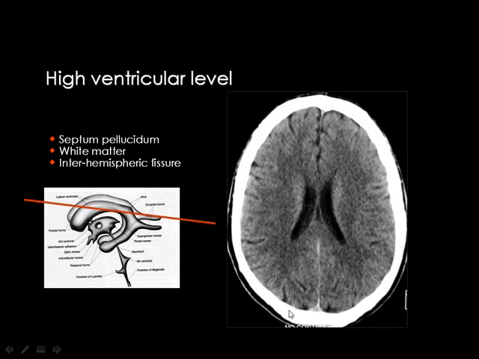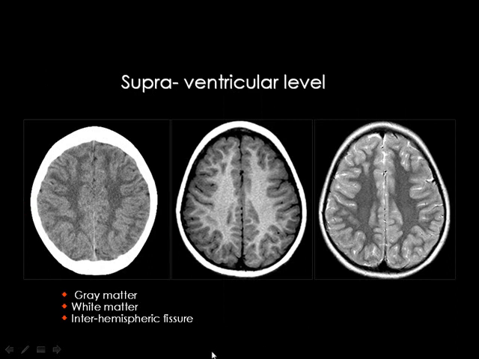Then if you go up, you will cut through the body of the ventricle, and this is the body of the ventricle on the left side, and this is the body of the ventricle on the right side. Then you will see this is the left cerebral hemisphere, and this is the right cerebral hemisphere. Then going more up, you will not see ventricles, but only the cerebral hemisphere on the left and the cerebral hemisphere on the right.